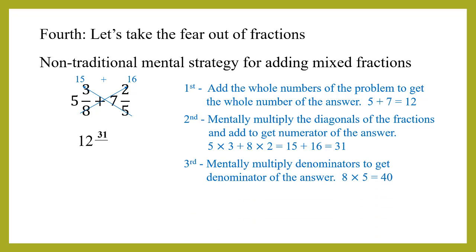Third, mentally multiply denominators, get the denominator of the answer. So we take 8 times 5 is 40. So 40 is the denominator of the answer. And last, check to see if your answer may be simplified. In this case, 31/40 will not simplify.